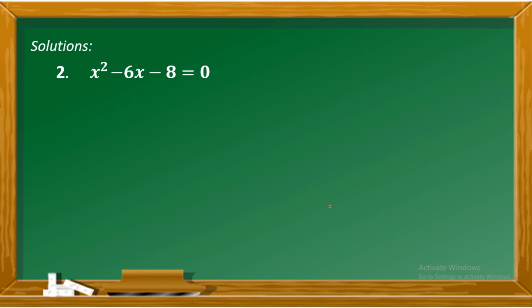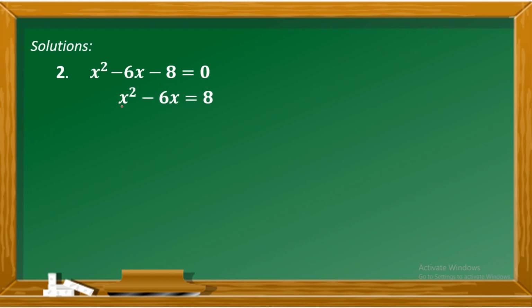Ayan, so x squared minus 6x minus 8 equals 0. So again, kapag completing the square, remember na kailangan yung nasa kaliwa, si x squared lang, saka si 6x. Yung quadratic term lang, saka yung bx, yung linear term. Sila lang dapat ang magkasama sa kaliwa. Tapos sa kanan, mag-isa lang doon si constant. So yung negative 8, yung constant, ililipat natin sa kanan. Magiging positive 8.